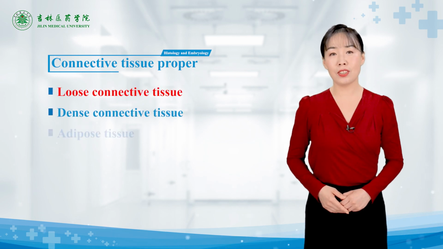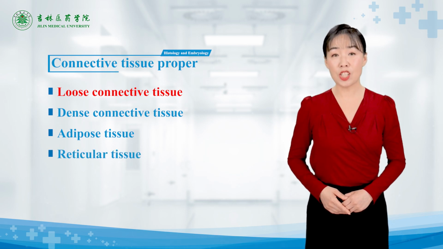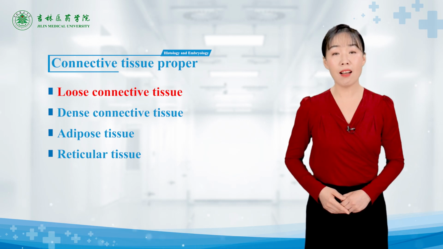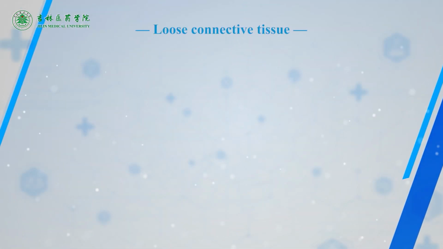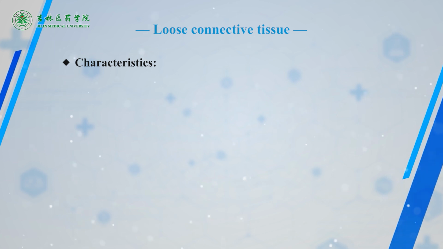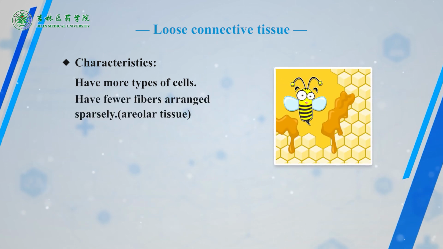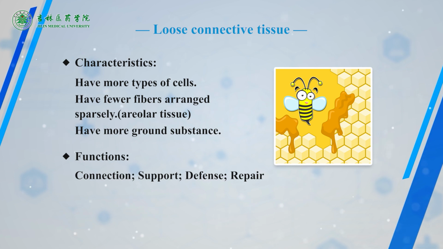Loose connective tissue is the emphasis since it contains most types of cells and all kinds of fibers found in other varieties of connective tissue. In addition to the normal characteristics, loose connective tissue also has its own features: more types of cells, fewer fibers arranged sparsely, also termed areolar tissue, and more ground substance. Functions: connection, support, defense, and repair.